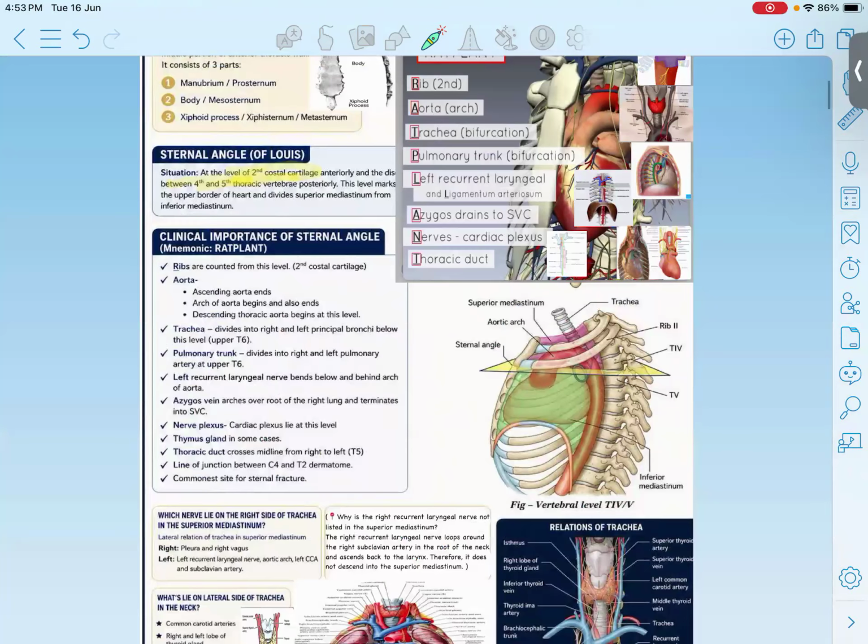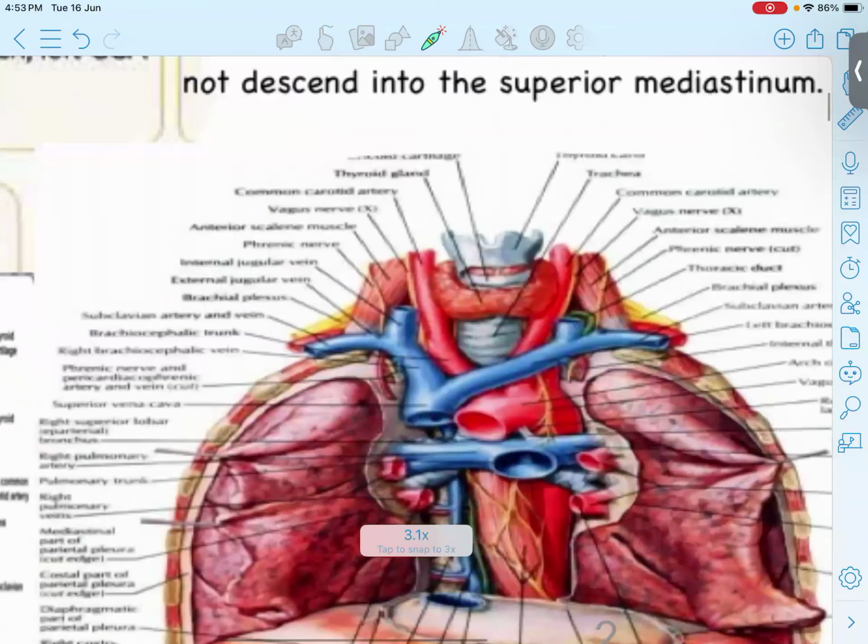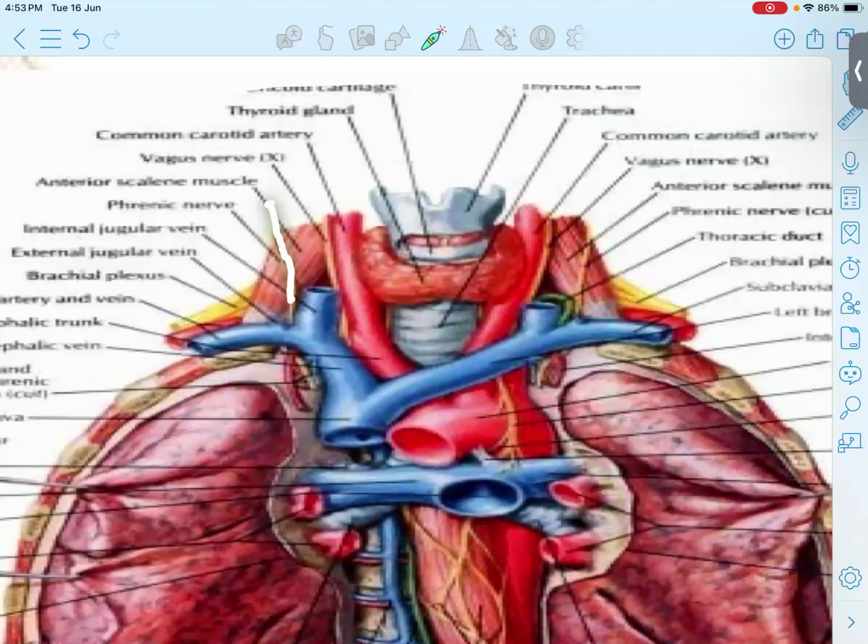See here, this is trachea, okay? This is trachea and this is vagus nerve. Vagus nerve goes downward, then it circles around the subclavian artery and forms recurrent laryngeal nerve, okay? But it doesn't go to the thorax. It just circles around at the root of the neck. And this left recurrent laryngeal nerve goes downward and enters the thorax and circles around the arch of aorta. Then it forms left recurrent laryngeal nerve.